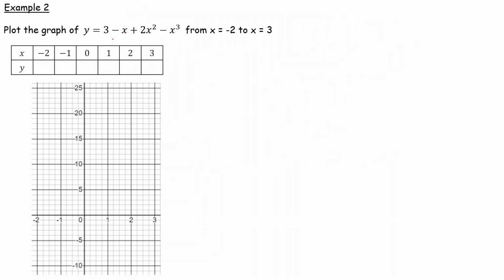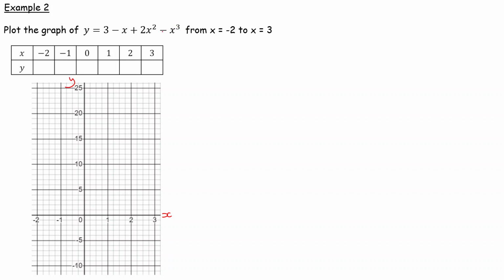Okay. This one is saying plot this graph, y is equal to 3 minus x plus 2x squared minus x cubed between x is -2 and x is equal to 3, which is just saying again, if that's my x-axis, that's my y-axis, I want to go from -2 all the way up to the point 3. And again, you might be thinking, well, there's a square there, is that not a quadratic? No, because the highest power, which just means the biggest power that you see, is that 3, a cubic. So it is actually a cubic function.